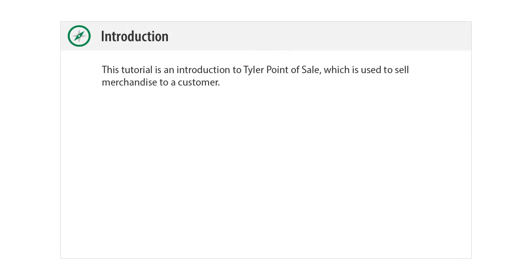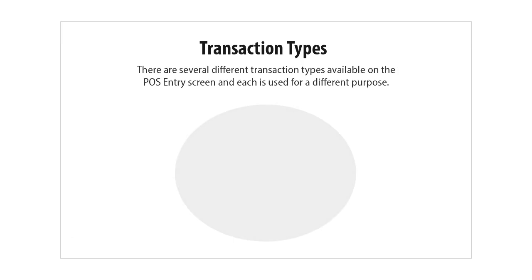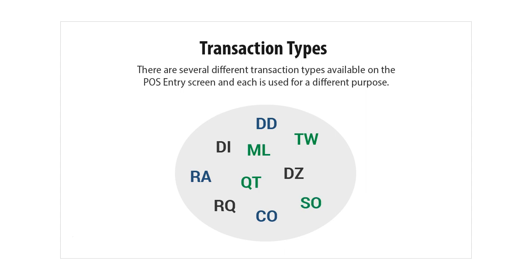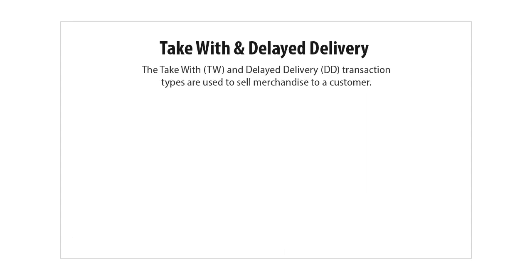This tutorial is an introduction to Tyler Point of Sale, which is used to sell merchandise to a customer. There are several different transaction types available on the point of sale entry screen, and each is used for a different purpose. The take with and delayed delivery transaction types are used to sell merchandise to a customer.